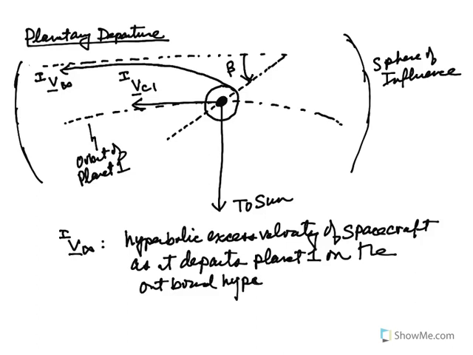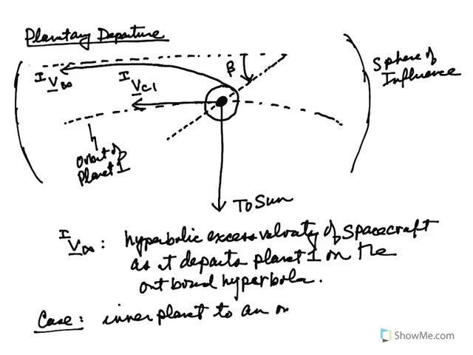Now, what's also important to understand in this diagram is that we're looking at planetary departure. We're going to consider the case of going from an inner planet to an outer planet. So what we're really doing is going from a planet that has a smaller orbit to a planet that has a larger orbit. So that's the case that we're going to study in this lecture.